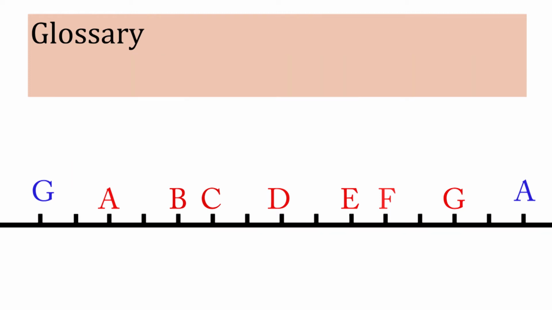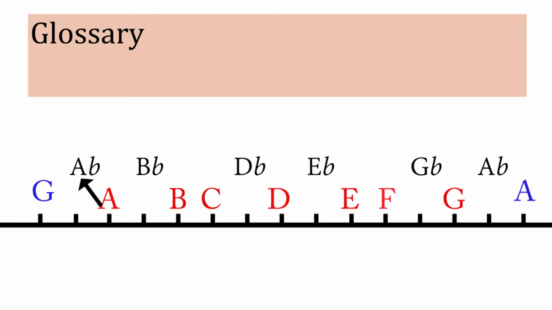Also, if you take a note and lower it by a semitone or halftone, then you make that note flat. Therefore, if you take the note A and lower it by a semitone or halftone, it becomes A flat. We can continue to fill in the spaces. A becomes A flat, B becomes B flat, C becomes C flat, which is also B, D becomes D flat, E becomes E flat, F becomes F flat, which is also E, and G becomes G flat.